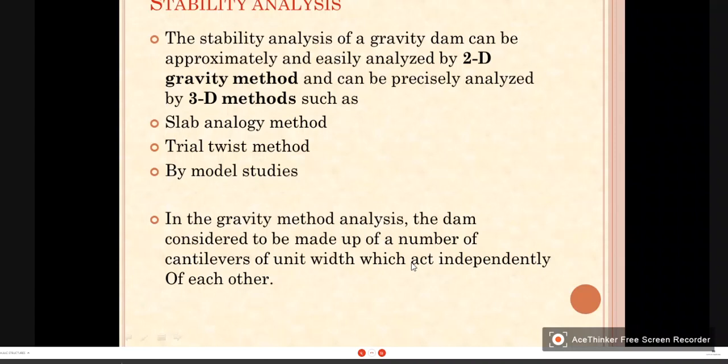In the gravity method of analysis, the dam is considered to be made up of a number of cantilevers of unit width which act independently of each other. In the gravity analysis method, we consider only cantilevers, with forces taken per unit width, acting on the dam independently.